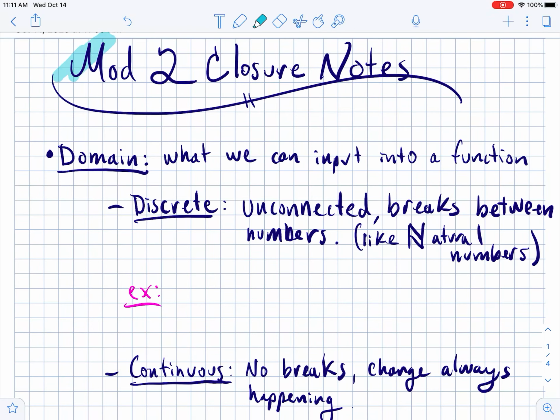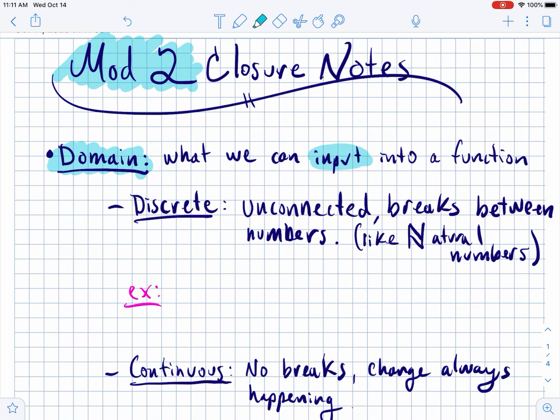All right, AGS1. We're here to talk about Mod 2 closure notes. So these are the big takeaways from Mod 2 to get studied up for that quiz. One of the first things we started talking about was this word domain. Like, you might get asked, what is the domain of this problem?